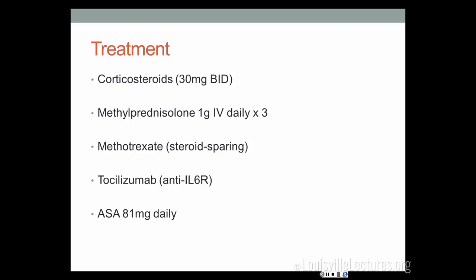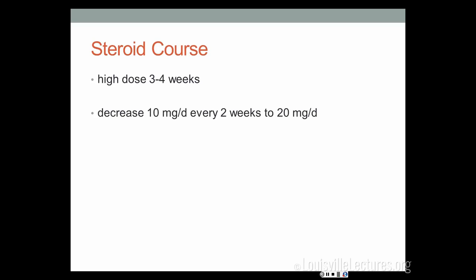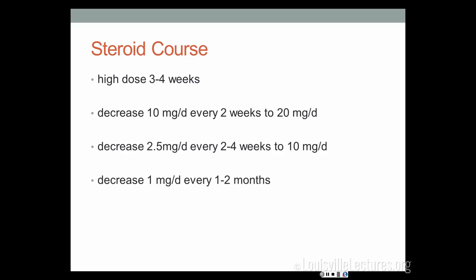And then we typically put all these patients on aspirin because they are at higher risk for thrombotic events due to the endothelial disruption. There's a million ways to taper the steroids, but generally you do high dose for at least a month. And then we go pretty quickly down to 20 milligrams a day. You start at 60, you go pretty quickly down to 20 milligrams a day. And then you slow it down to 10 milligrams a day. And then you slow it down again. So it takes a while.